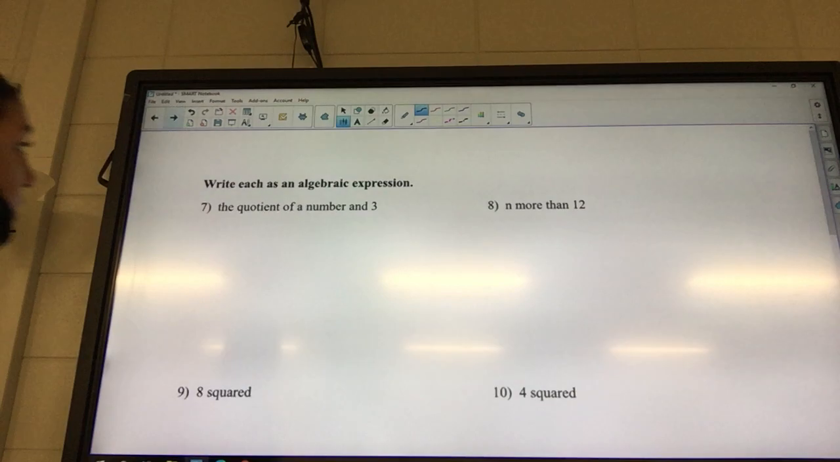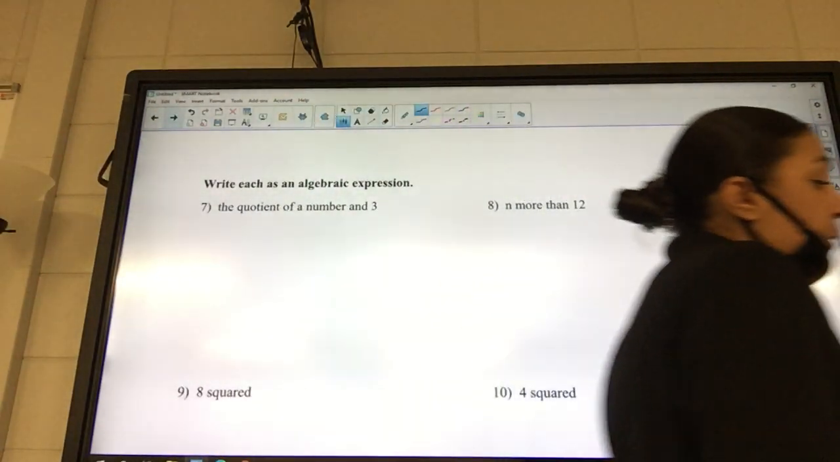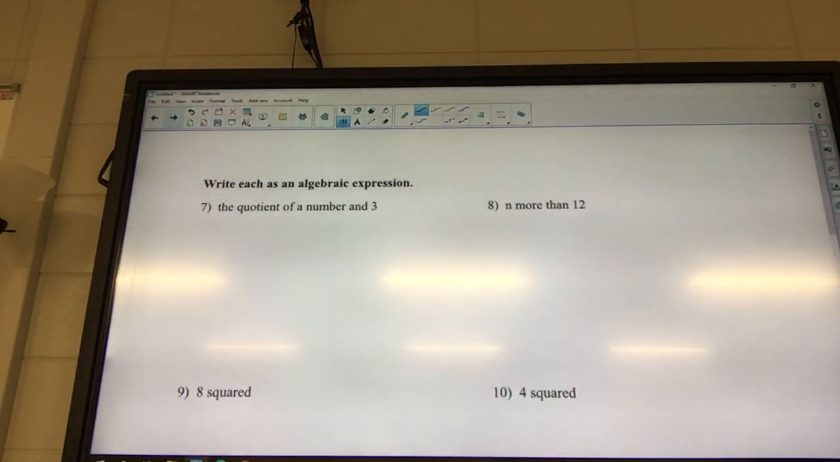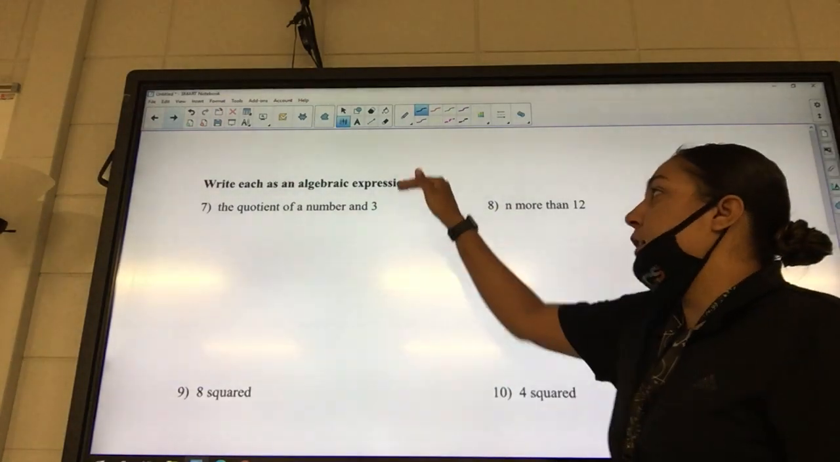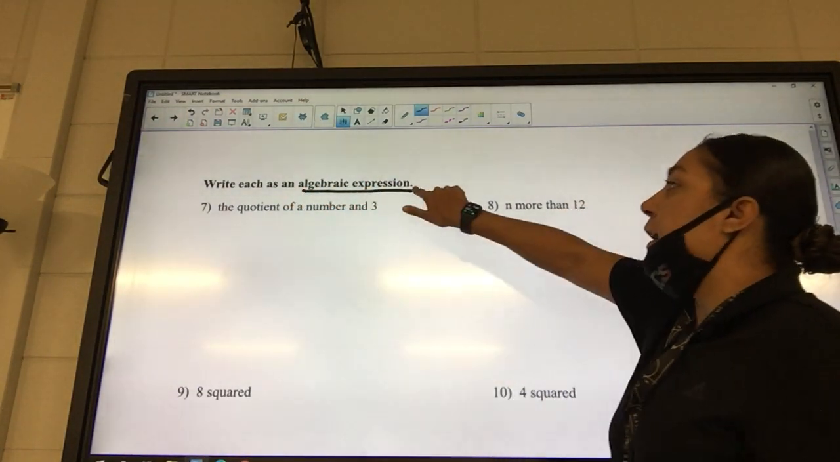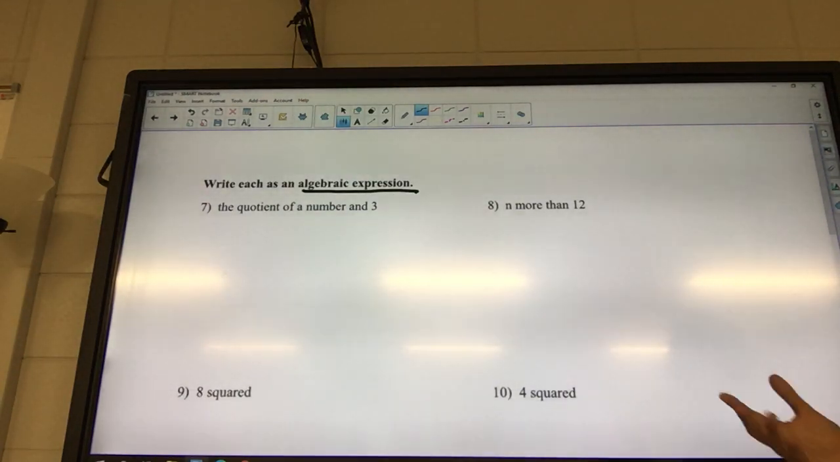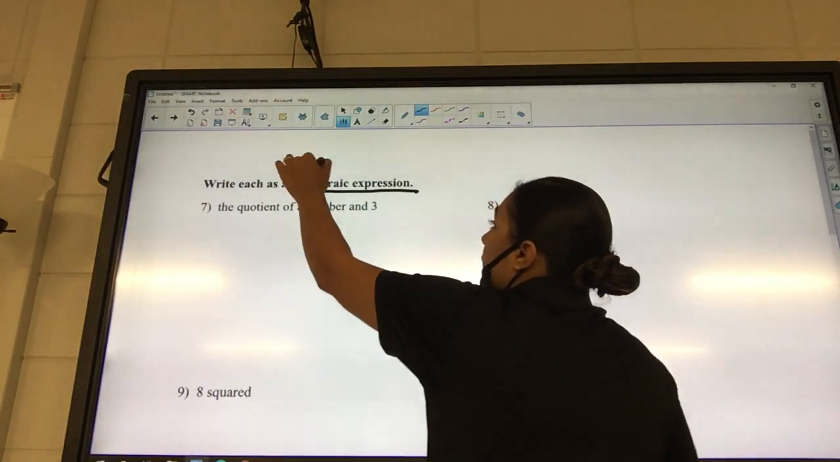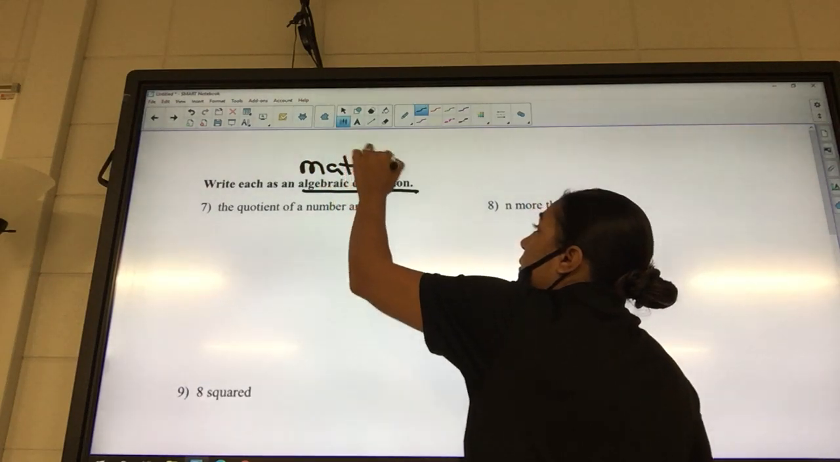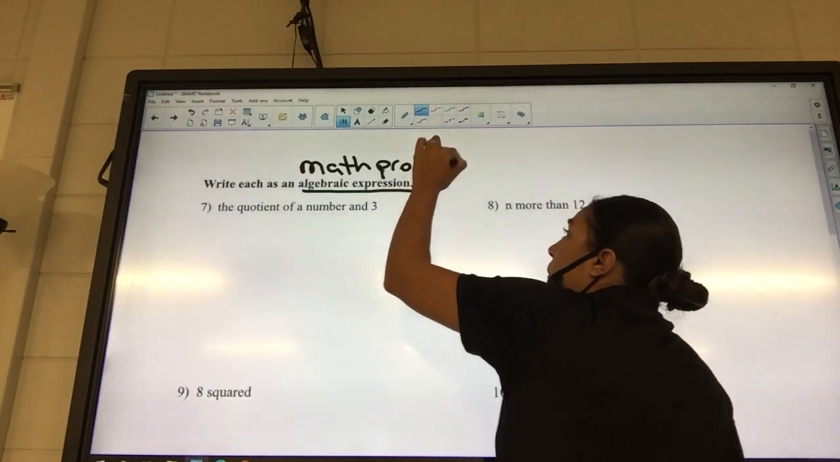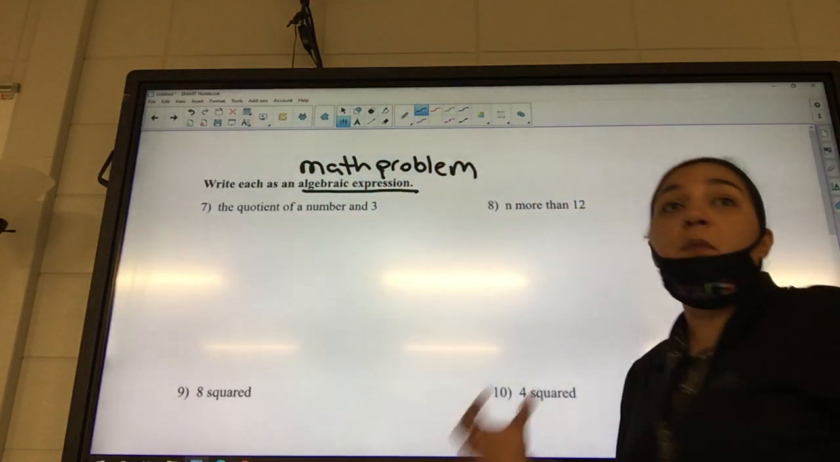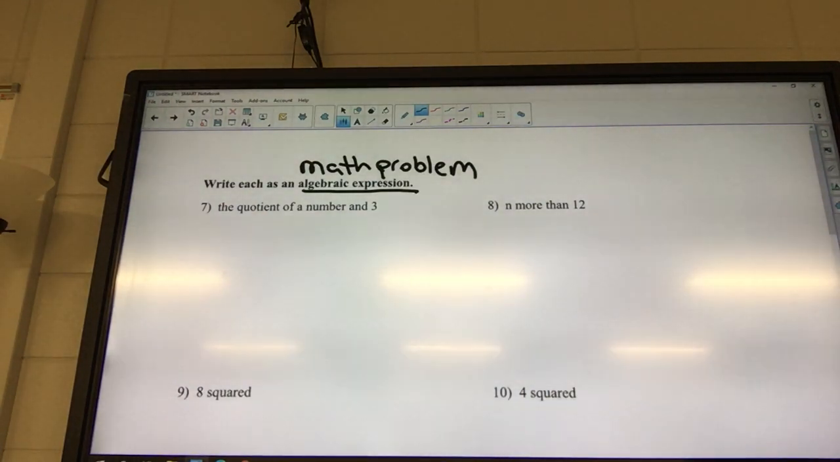Okay, the next section says write each as an algebraic expression. What is an algebraic expression? What should your answer look like? Okay, and so this is why I said when you get to this section on a test, it should look like a math problem, okay? It should not be a single number for an answer.